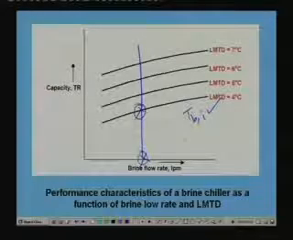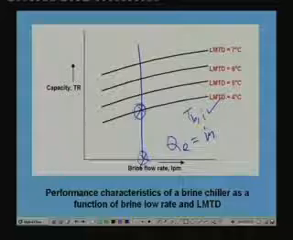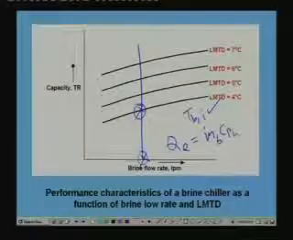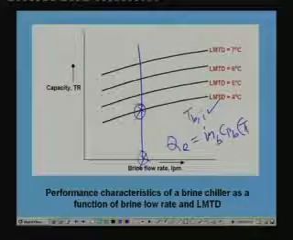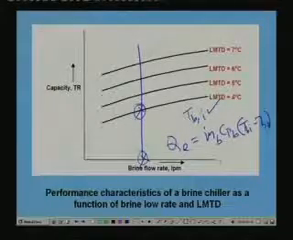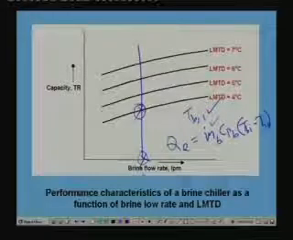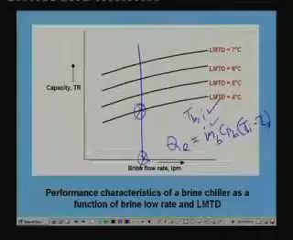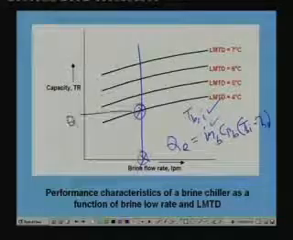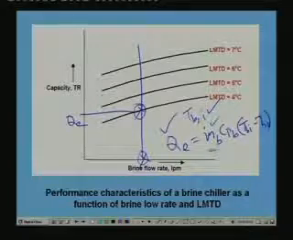Then you can write from the energy balance, QE is equal to mass flow rate of the brine into Cp of the brine into brine inlet temperature minus brine outlet temperature. Since m dot b is known and LMTD is known, you can find out QE. So QE is known to you, and m dot b is known to you.